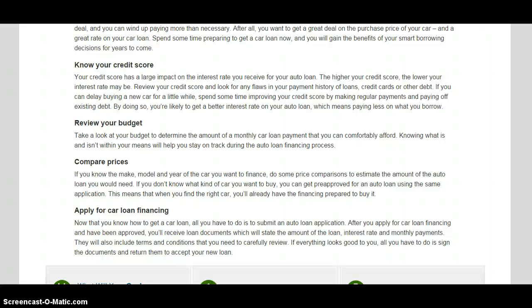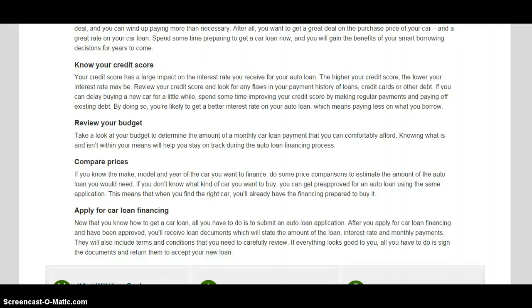Applying for car loan financing. Now that you know how to get a car loan, all you have to do is submit an auto loan application. After you apply for car loan financing and have been approved, you'll receive loan documents which state the amount of the loan, interest rate and monthly payments. They will also include the terms and conditions that you need to carefully review. If everything looks good to you, all you have to do is sign the documents and return them to accept your new loan.